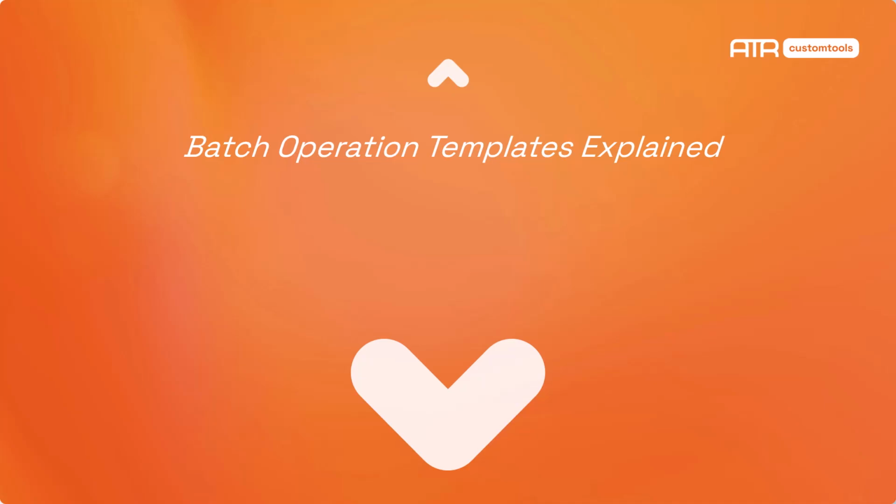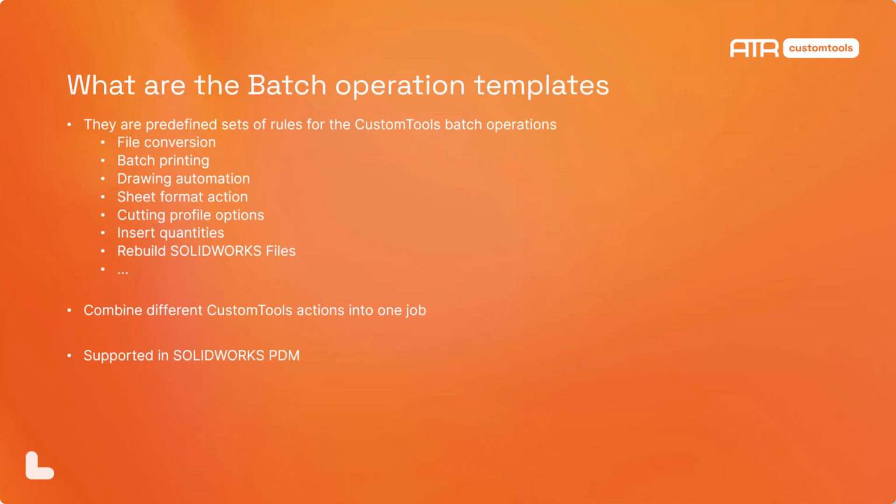Let's see how batch operation templates can help you to address some of those issues. A template can be used to combine multiple rules or actions performed in batch operation into a single job. You can assign different file conversion rules or batch printing profiles to the same template. Multiple templates can be created to perform different tasks. If you are using SolidWorks PDM Professional, you can also use these templates there as they are part of the PDM task add-in of CustomTools.